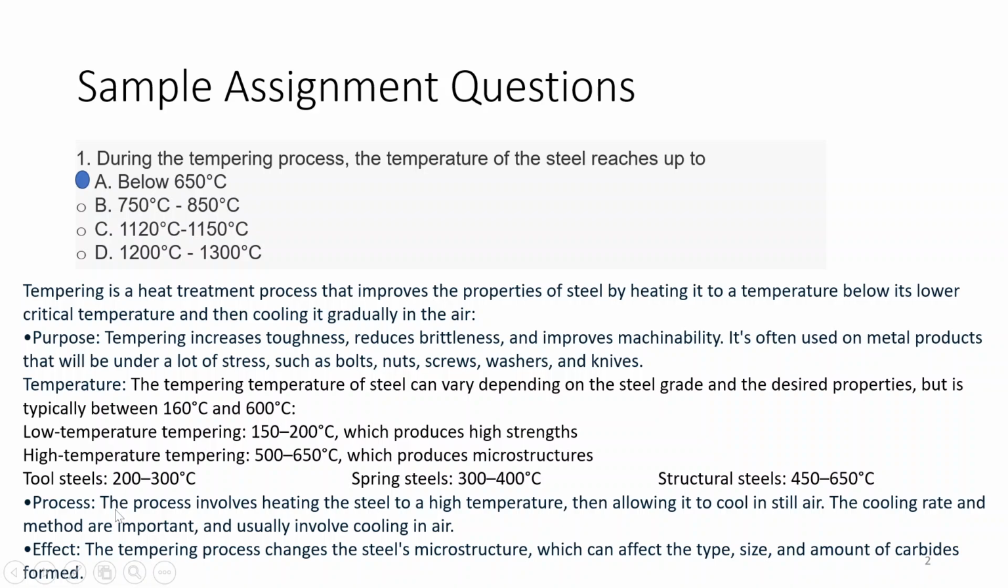Process: the process involves heating the steel to a high temperature and then allowing it to cool in the still air. The cooling rate and method are important and usually involve cooling in air. Effect: the tempering process changes the steel's microstructure, which can affect the type, size and amount of carbides formed.